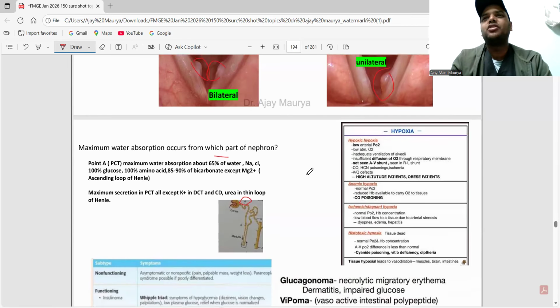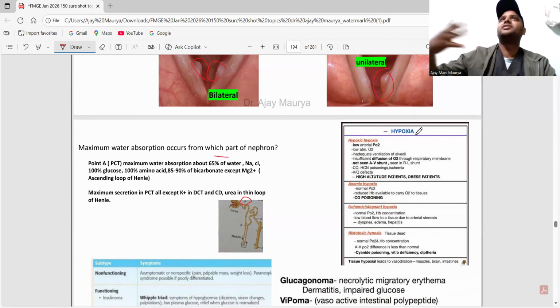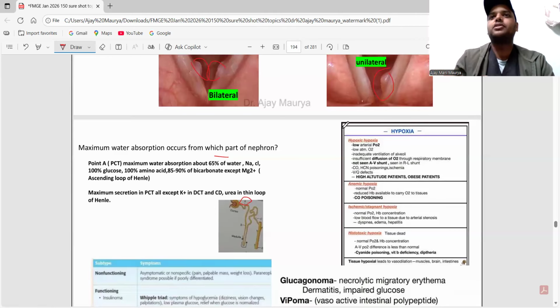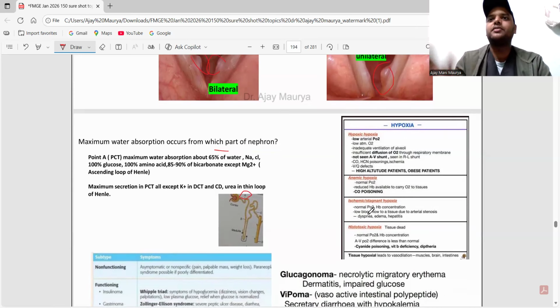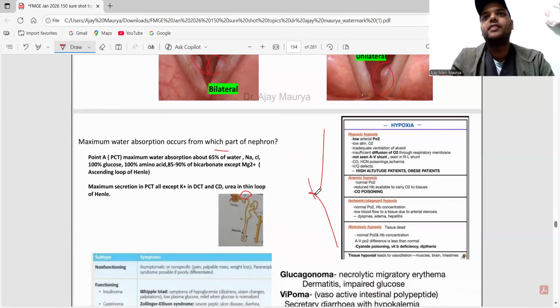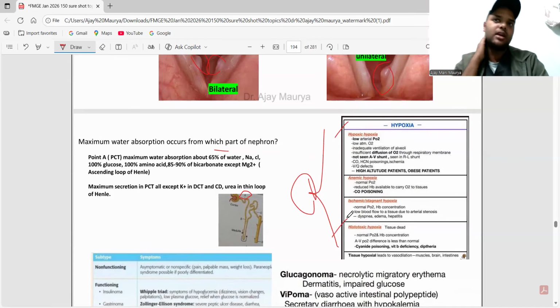And remember, I think everyone knows about hypoxia. They will give some clinical scenarios, like two friends going to Tirupati or somewhere at high altitude. Then what happened? These are examples of what type of hypoxia. Anemic hypoxia is seen in carbon monoxide poisoning, ischemic stagnant hypoxia in the case of dyspnea, hepatitis, and histotoxic hypoxia in the case of cyanide poisoning or vitamin B12 deficiency. So remember this one. You will get one MCQ. They always ask about this. Hypoxia is very important, and histotoxic hypoxia is very important.